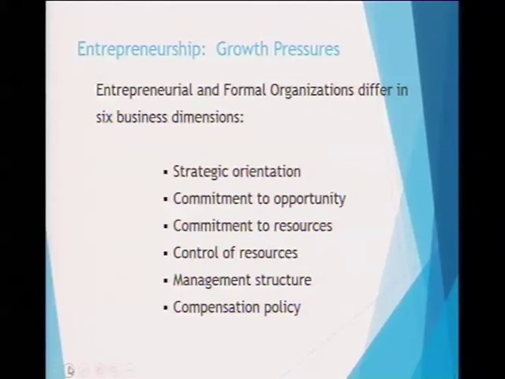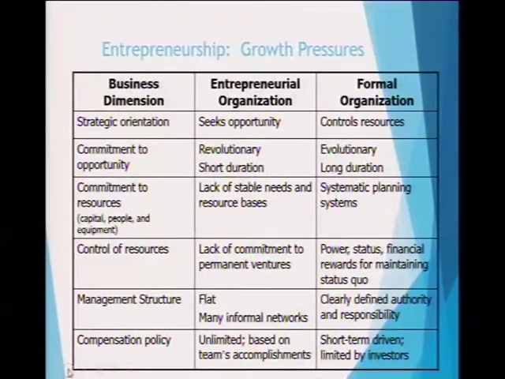There are 6 major business dimensions when it comes to entrepreneurs, and how they differ from formal organizations. For example, strategic orientation. An entrepreneur will have its own plan, and sometimes these plans are not long-term plans. But formal organizations need to have a strategic orientation. There's need for commitment to opportunity, commitment to resources, control of resources, management structure, compensation policy, which you may not find in an entrepreneur environment.